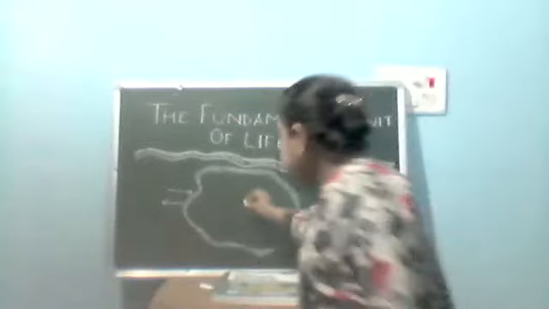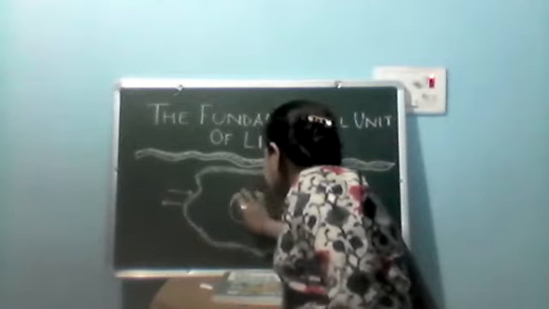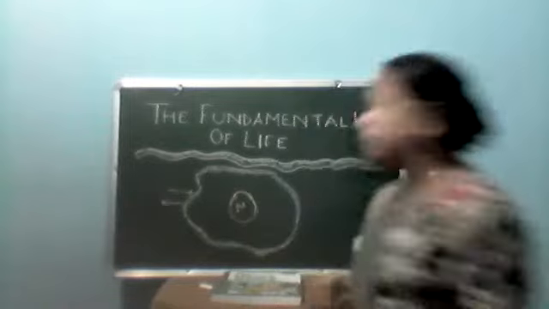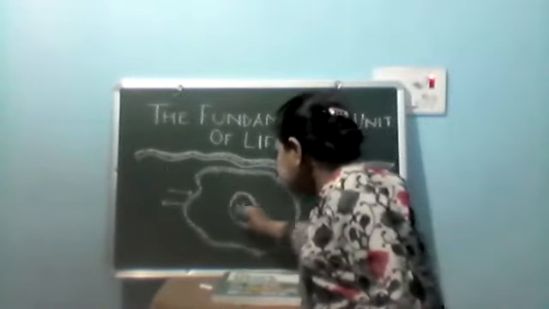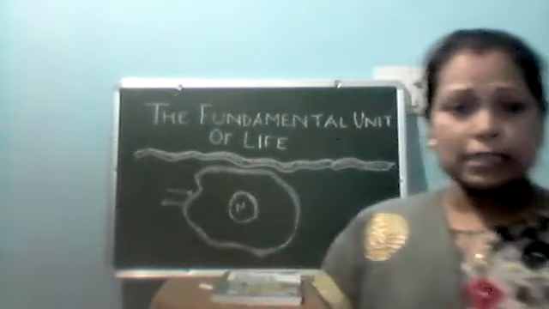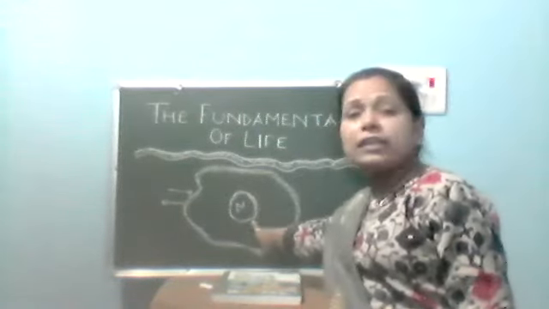Now next one is the nucleus. In the center of a cell, here in the center we are drawing the nucleus. This is our nucleus. So in the center of the cell, nucleus is there, which is bounded by, say I am taking the eukaryotic cell, here I am talking about eukaryotic cell. So nucleus is bounded by this nuclear membrane.